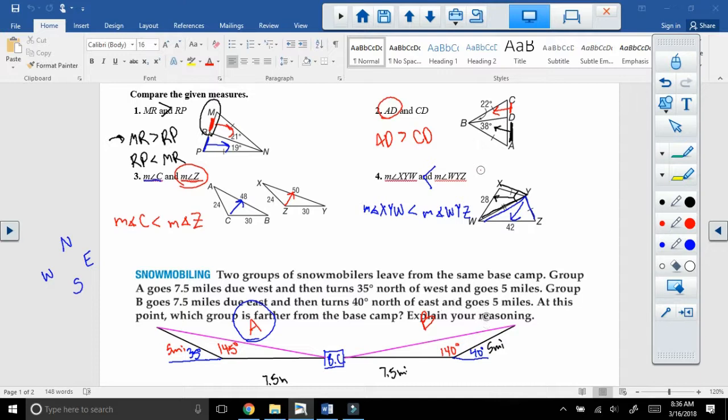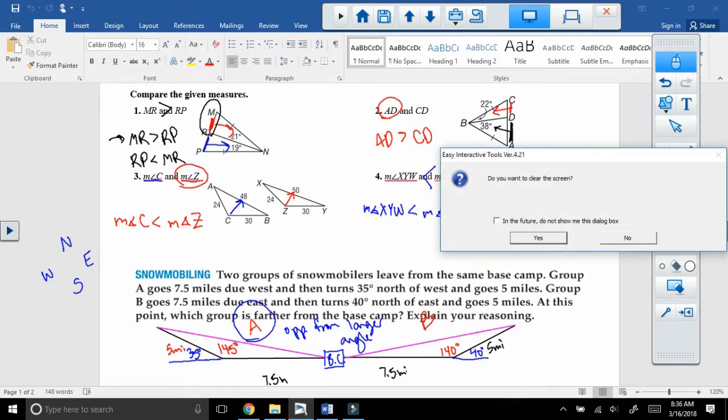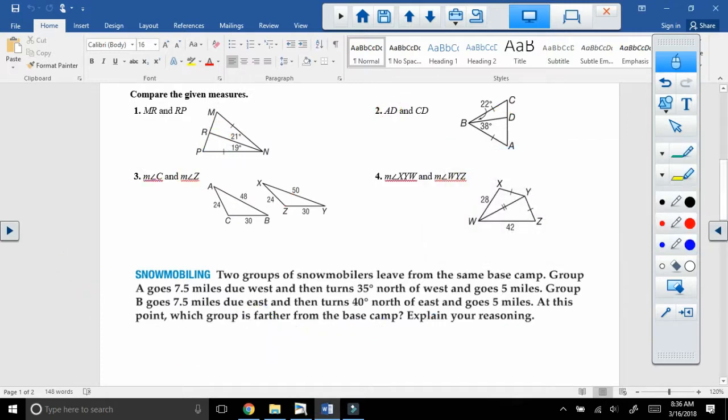To explain your reasoning, you could say something like, the hinge theorem says that the distance across from the larger angle would be farther. Something like that. Or maybe you just say opposite from the larger angle. Make just a little note to yourself there. Okay.